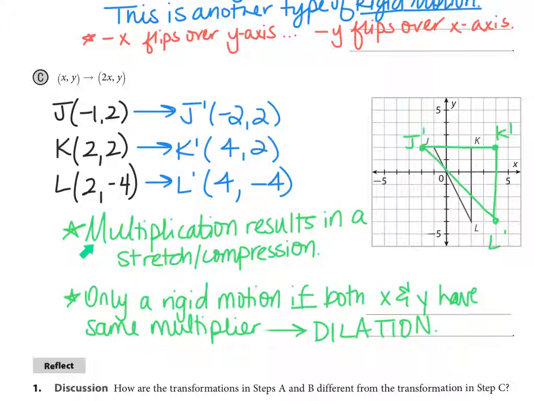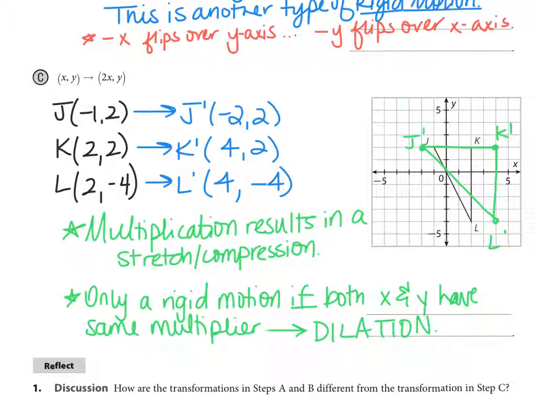Okay, so the note that we want to take here then is that multiplication results in a stretch or sometimes a compression. So a few things. One, this is a stretch because what I'm multiplying by is a number greater than 1. If I had somehow multiplied by a fraction, that would have been a compression because it would have resulted in a smaller number. Also, remember, because I'm dealing with the x, this is called a horizontal stretch. If I had multiplied the y value, it would have been a vertical stretch because vertical is in the y direction. The other note that you need to take here is that multiplication is only a rigid motion if, so this is a big if, both x and y have the same multiplier.